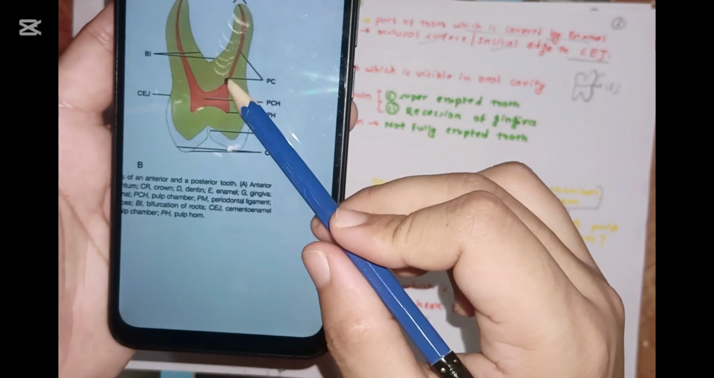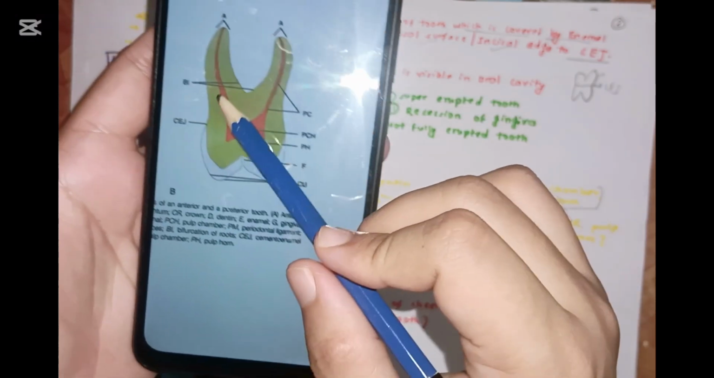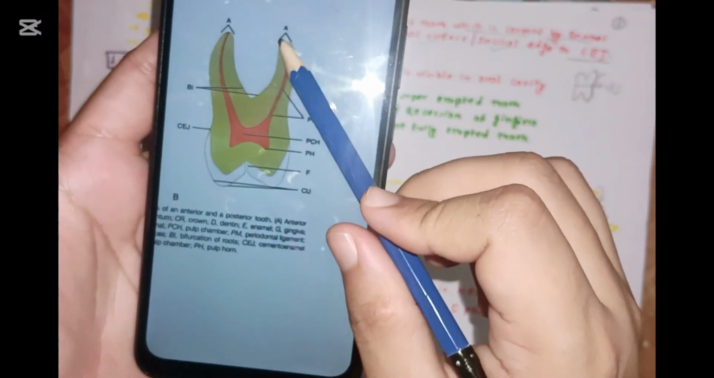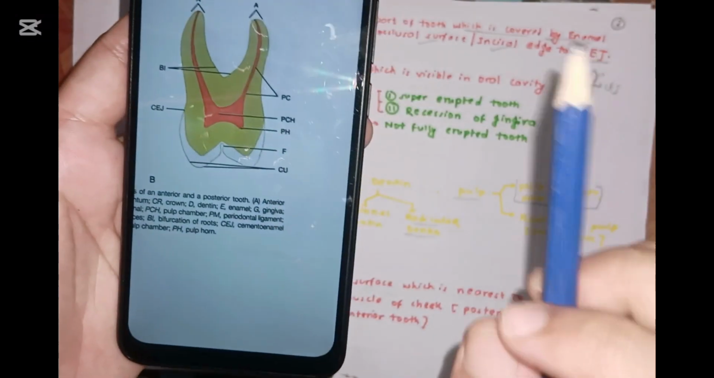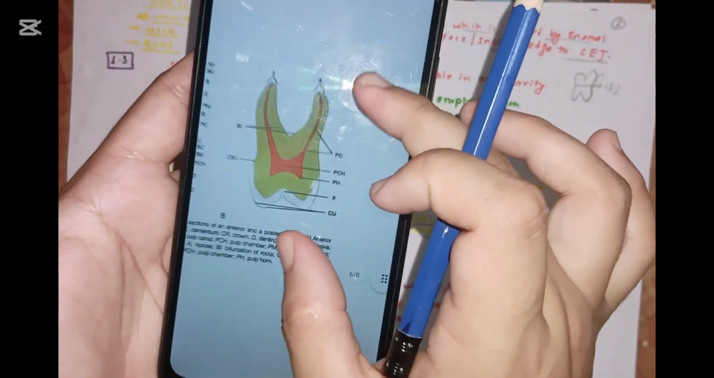And here we can also see the pulp canal, or radicular pulp, that is directed towards the apical portion of the root. So this is a must-show figure.